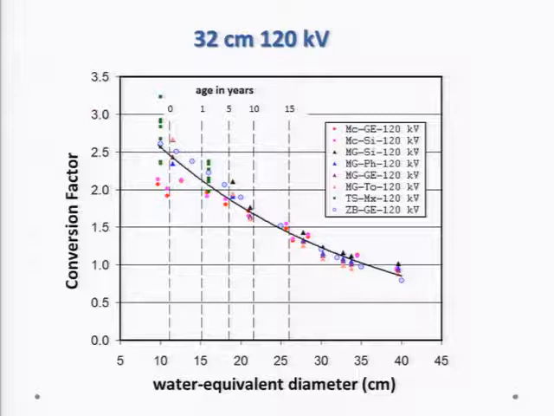And so we can fit just using a simple exponential equation, and you can see the solid line there that is resulting. You can also see the average age of patients from ICRU 74, and I'll just point out that a 10-centimeter patient is a newborn. So this is the conversion factor as a function of water equivalent diameter, and I'm not going to talk about that in the interest of time, but if there's Q&A at the end of this, we can explore that more deeply if you like.